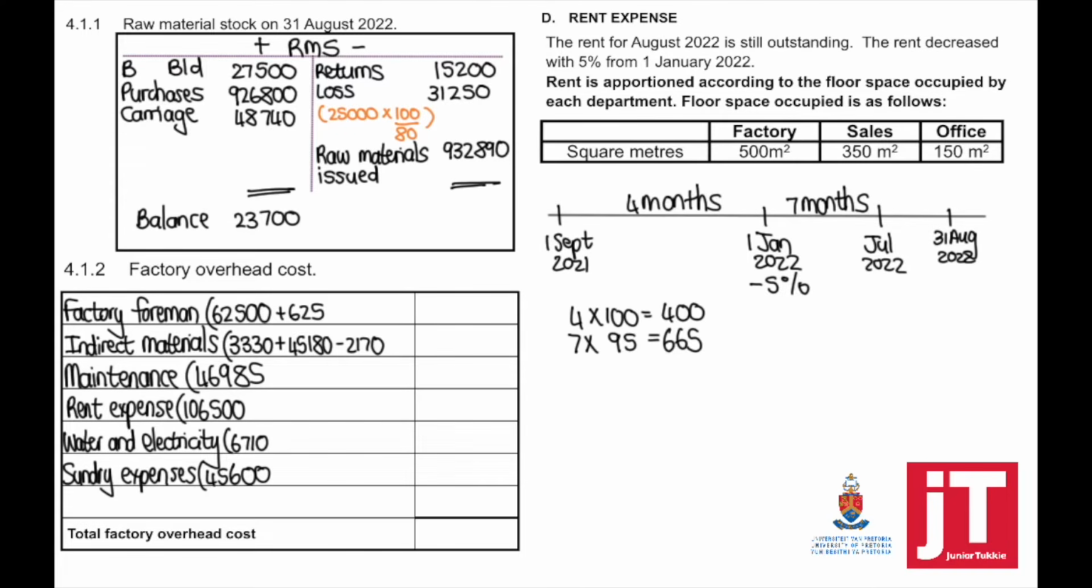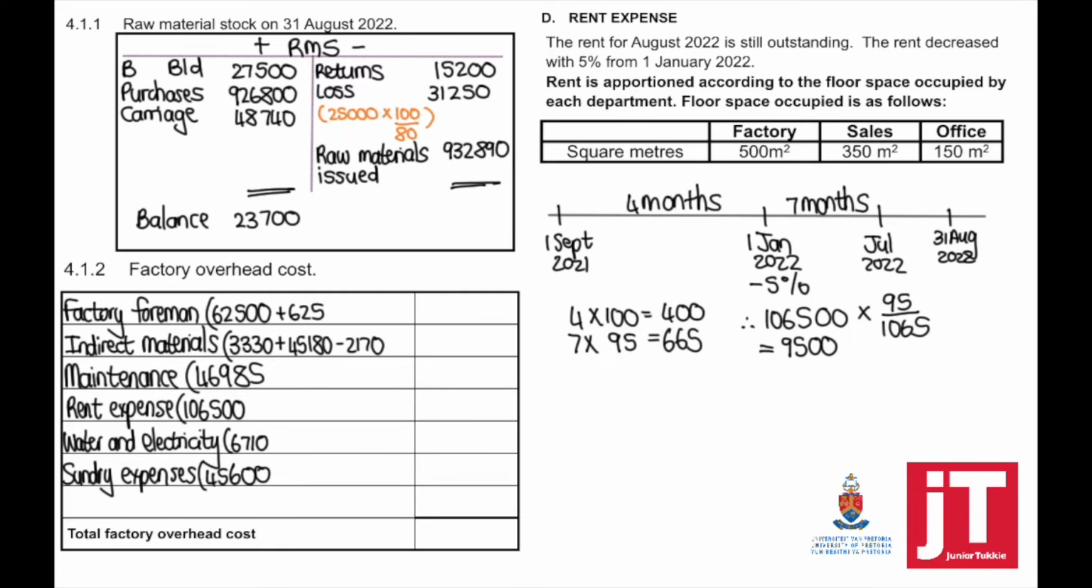So there's different ways in which we can get to exactly the same answer. My method, which I prefer, for 4 months, it was at 100%. For 7 months, it was at 95%. I want to know what was it per month. So we take the total rent times 95 divided by 1,065. If you add those two together, it equals 1,065. This will provide me with the amount which I'm looking for.